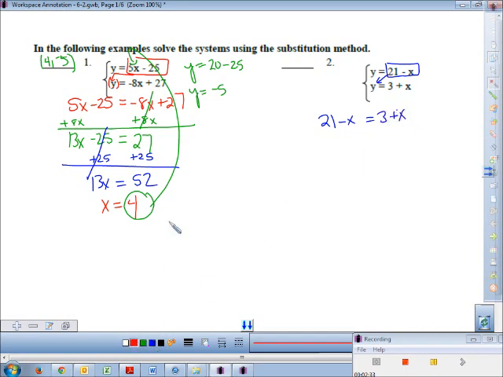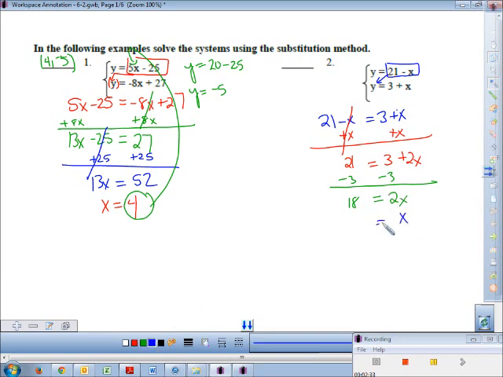And then we'll get our x's on the same side since they're on different sides. So I'll take the smaller amount over. Doesn't really matter. 21 comes down. Equals comes down. And x plus x is 2x. Then I'll subtract that 3 from both sides and get 18 equals 2x. And then we will divide both sides by 2 and get x equals 9. So there's half our answer.